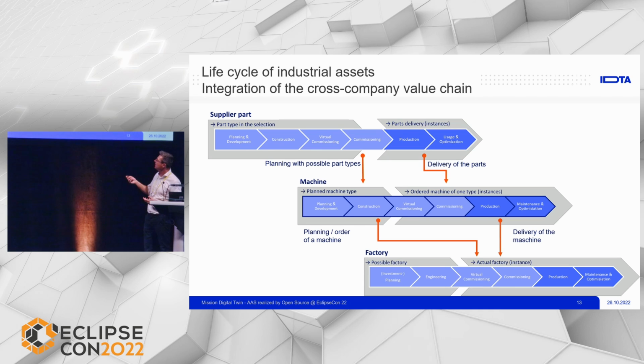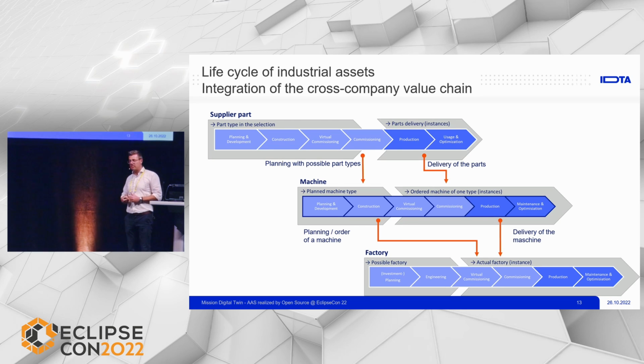When you have, for example, the different life cycle phases of different goods, you see, for example, the supplier parts. This could be, for example, a sensor, a drive, or something like this. Also, this drive has to be planned, constructed, commissioned, and after that it is in its own production. And this will be integrated, for example, into a machine, like a machine tool. And there's a supplier and customer relation here. They have to interact with each other, and they need the data from life cycle to life cycle.